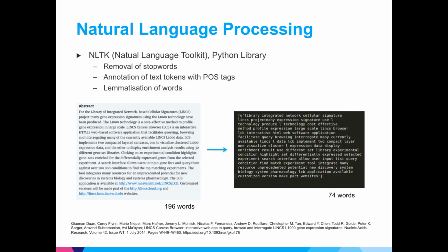Two Python libraries were important to the data analysis step. First, NLTK was used to process the abstracts from the publications about the collected tools. This slide shows an abstract of the article regarding LinkedCanvas browser. The original passage has a length of 196 words. However, during the pre-processing steps, such as removal of stop words, annotation of the remaining text tokens with part-of-speech tags, and lemmatization of words, this passage was distilled to 74 essential words.